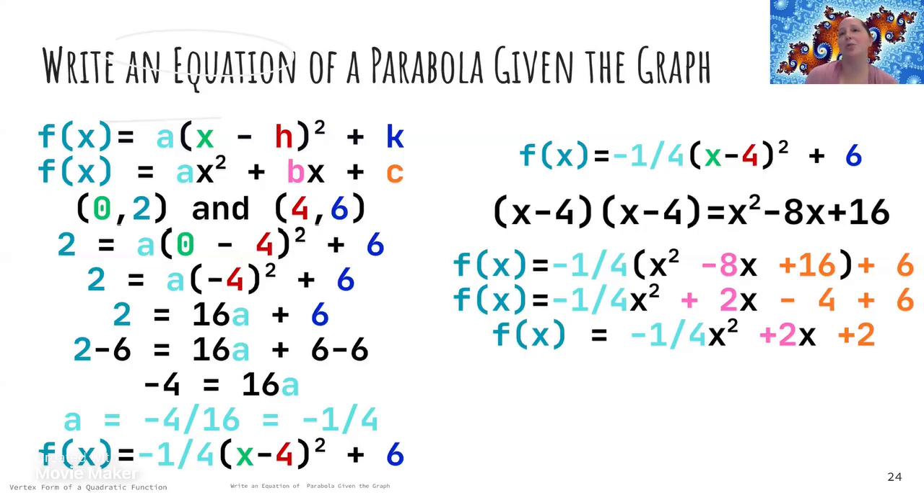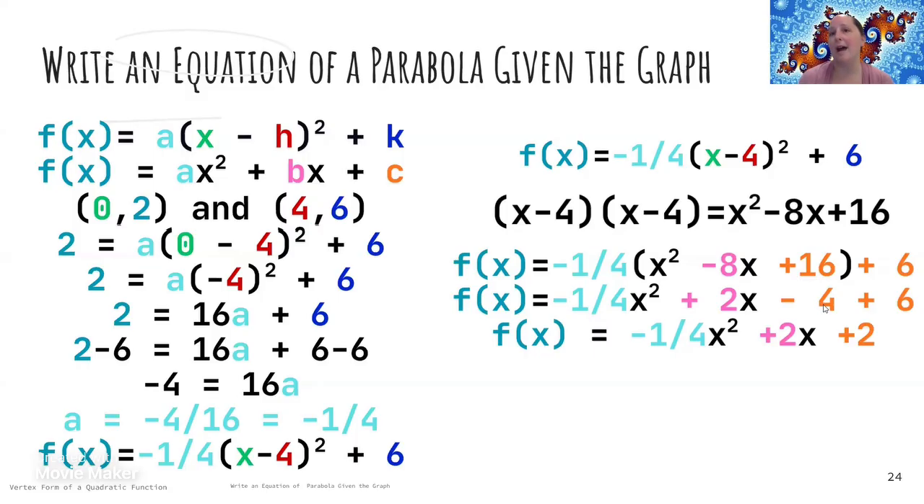I then substitute that value back in. So instead of x minus 4 squared, I put in x squared minus 8x plus 16. And I still have that -1/4 out in front. So I'm going to distribute that -1/4 to each of the things inside my parentheses. -1/4 times x squared is -1/4 x squared. -1/4 times -8 is +2 when I simplify it. And -1/4 times 16 is -4.